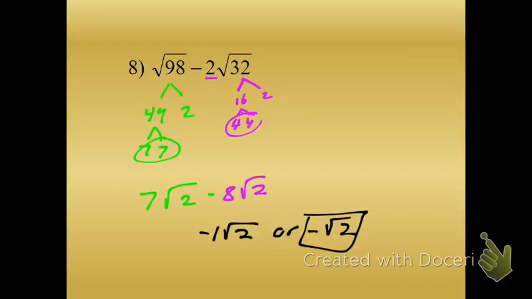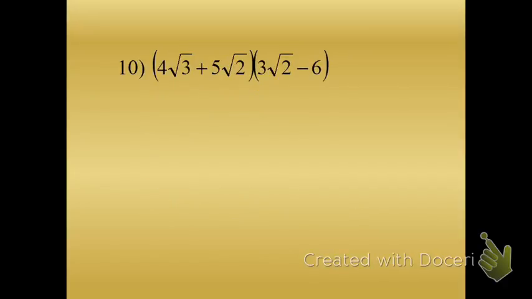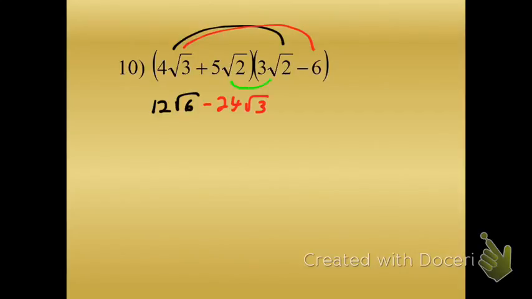Another quick example with these would be whenever you had to FOIL. Once again, binomials touching, you're going to FOIL them out. So multiply your outsides together, multiply your insides together. So your first times your first, so 4 times 3 gives you 12. 3 times 2 gives you square root of 6. Your outsides, so minus 24 square root of 3. Your insides will give you 15 square root of 4, and then your last will be minus 30 square root of 2.